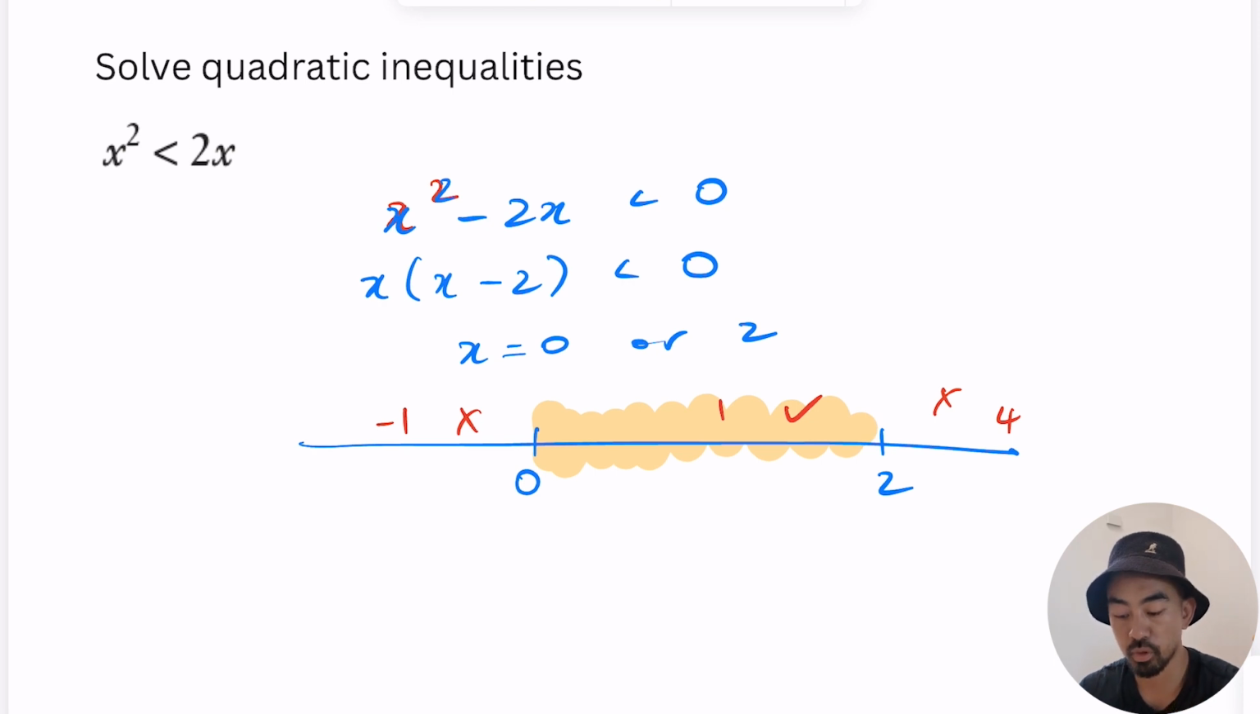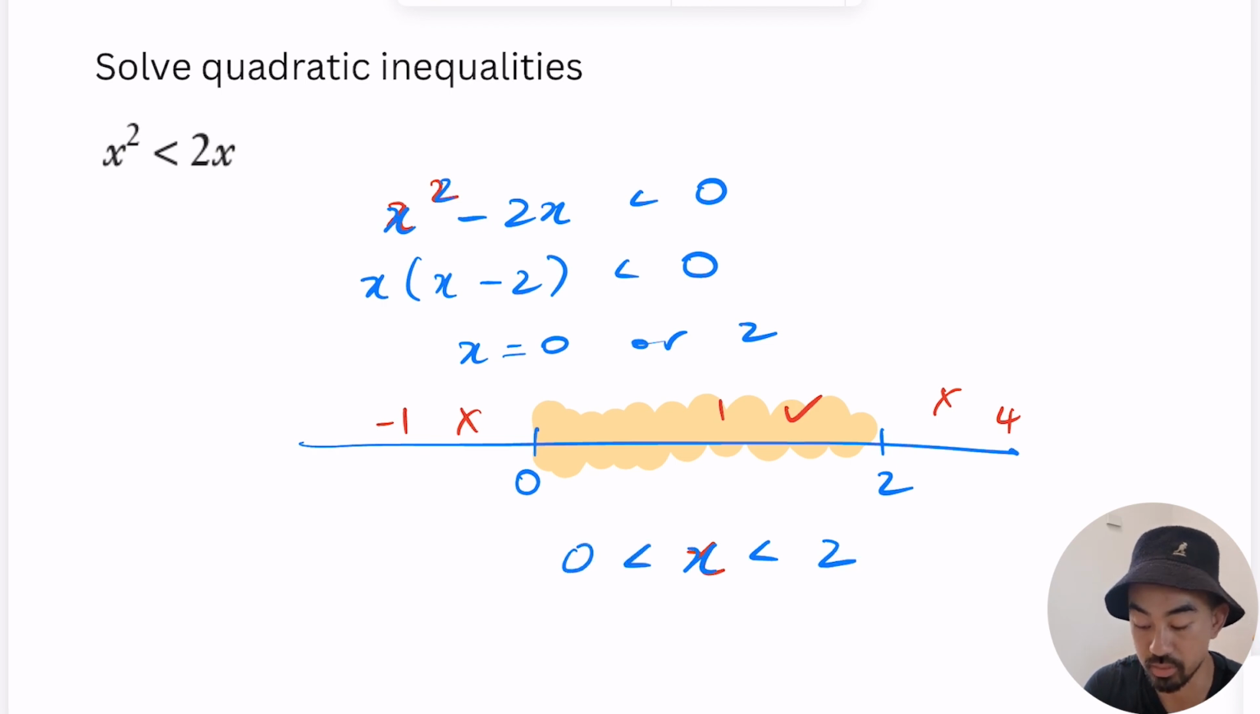Now, if your regions are within a certain interval, you need to write it as an inequality. Well, there's many ways to do it, but let's just do this one way. So x is less than 2, or it's greater than 0.